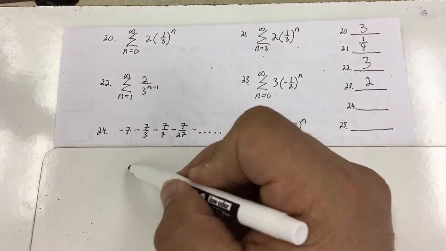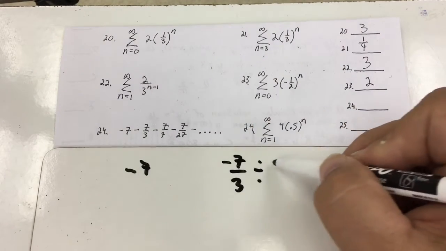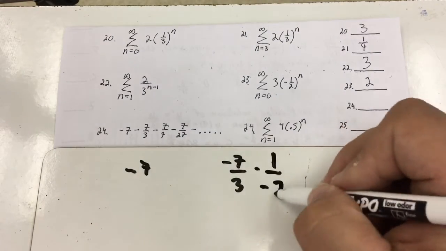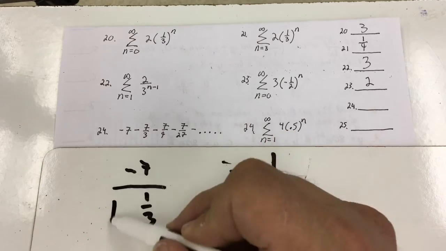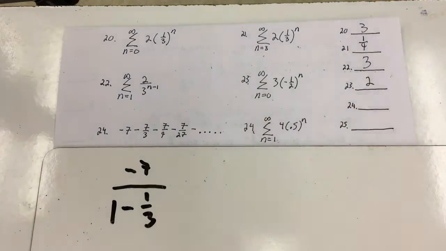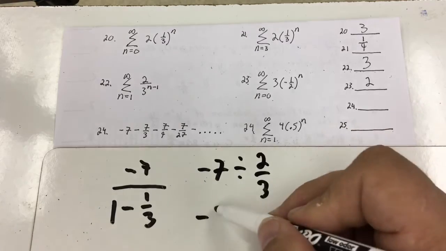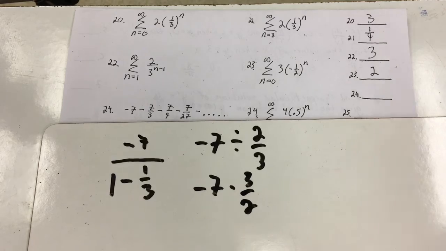I notice for 24 that the first term is negative 7. And then I do negative 7/3 divided by negative 7 over 1. I'm going to multiply it by its reciprocal. So that's times 1 over negative 7. So my common ratio is 1/3. And then I'm just going to do 1 minus 1/3, and we'll see what the arithmetic leads us to. That's 3/3 minus 1/3. That's negative 7 divided by 2/3. Negative 7 times 3 over 2. This is going to converge to negative 21 over 2.